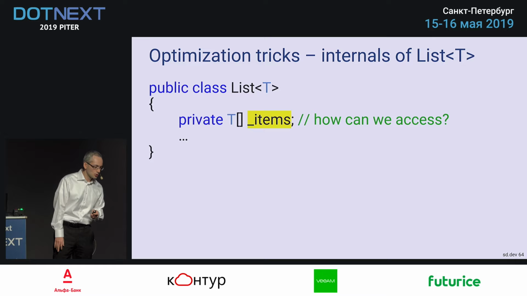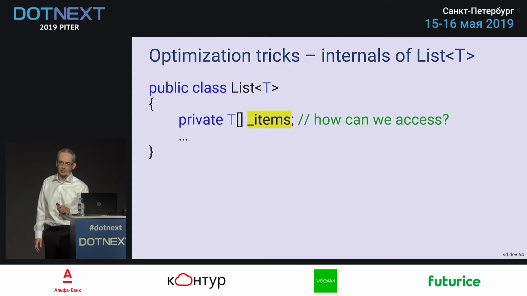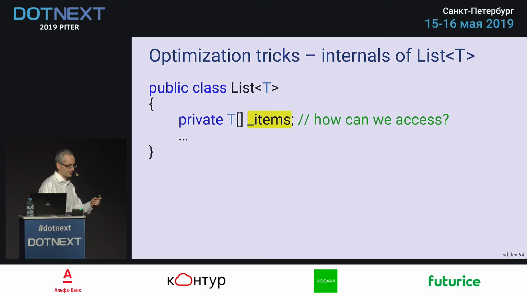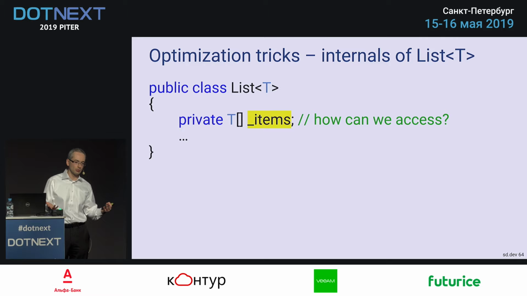So let's look at the list. The list itself has an internal array of T, a field called items, or _items, and that's what I ideally want to access, because iterating over the native .NET array is probably the fastest data structure to iterate in .NET. It produces the most efficient compiled code.